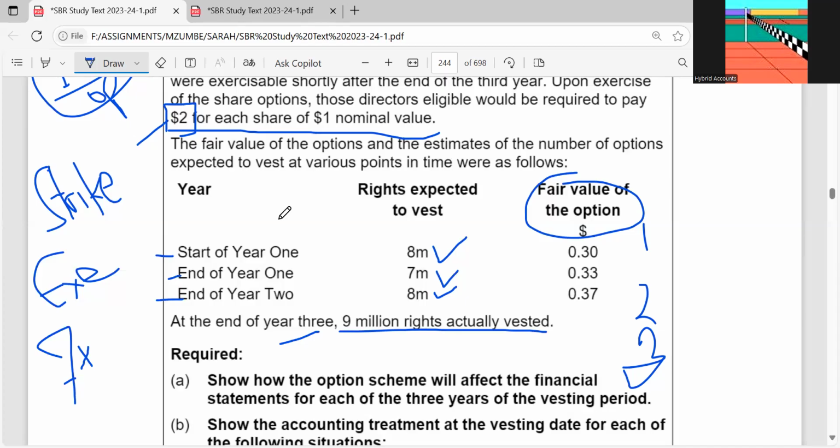We said the value of options, we take it at the grant date. Grant date is the start of the year, at the very beginning, and we have it at 0.3. So I would say 7 million times 0.3 here. And then at the end of the year, what do we do, right? We multiply with time apportioning. So we have to multiply by 1 over what? 1 over 3. So you do that for the first year.